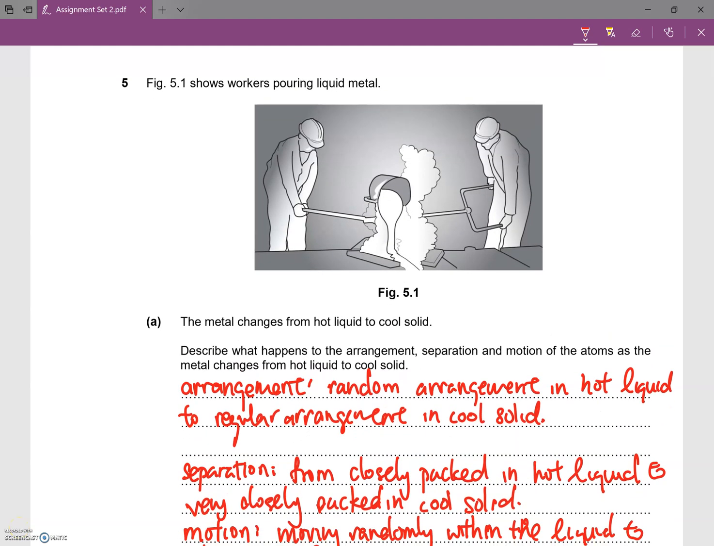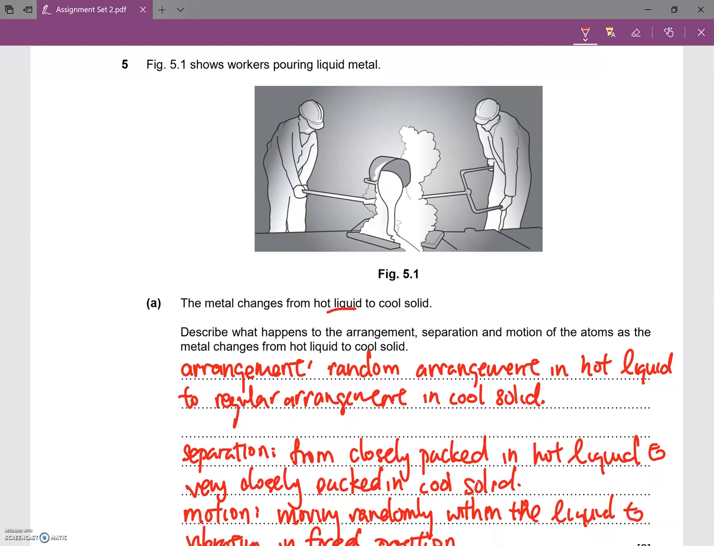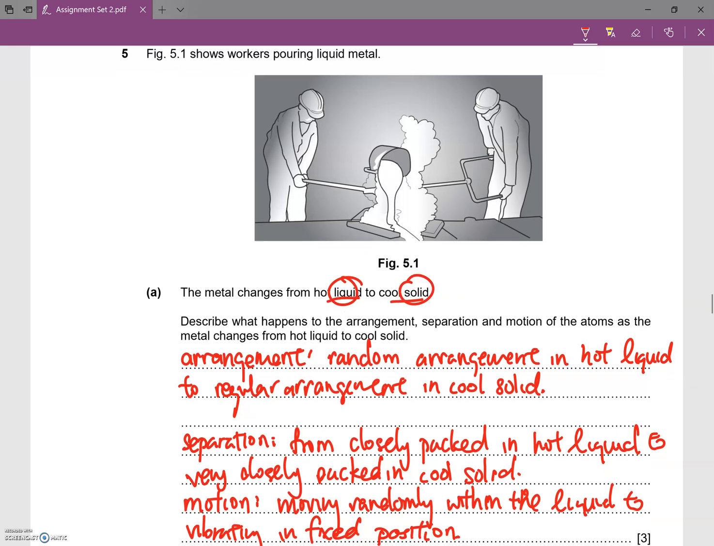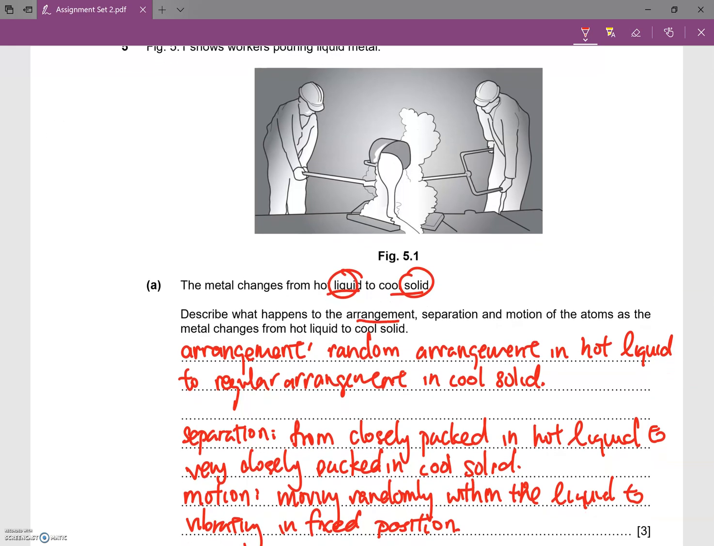Next part for question 5. Figure 5.1 shows a worker pouring liquid metal. It says the metal changes from hot liquid to cool solid. So, liquid to solid. Describe what happens to the arrangement.